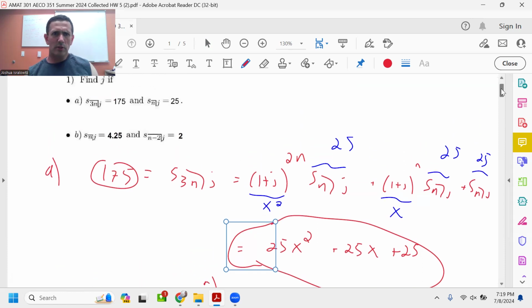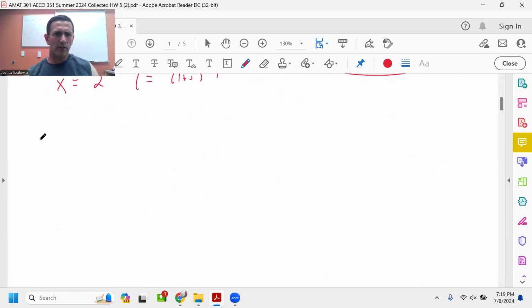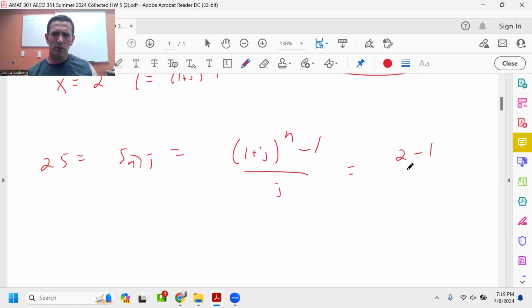So let's use SNJ is 25. So 25 is SNJ, 1 plus j to the n minus 1 over j. So that's 2 minus 1 over j. So j is 21 over 25, a nice reasonable interest rate, 0.04.